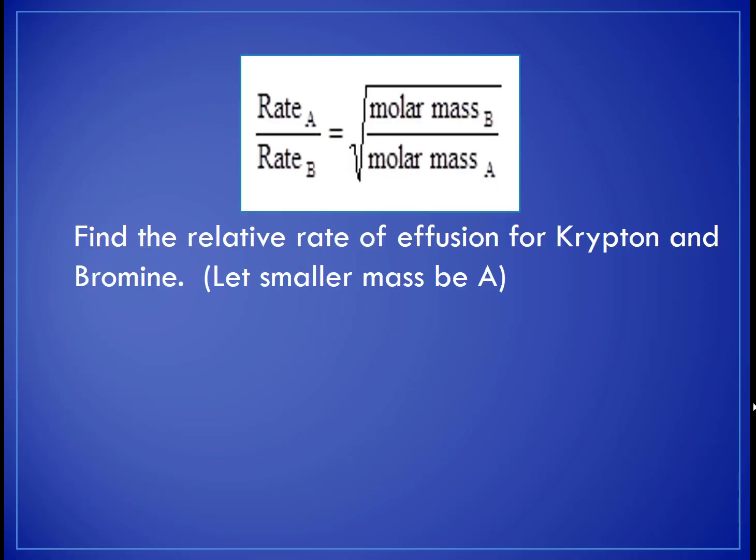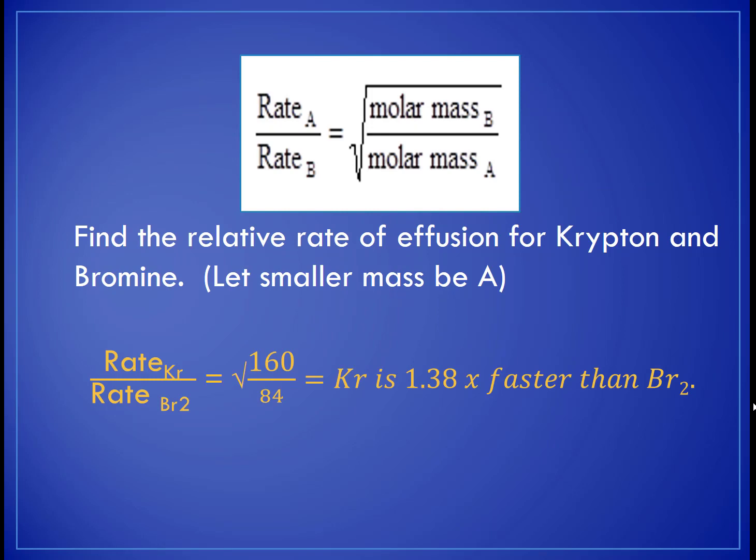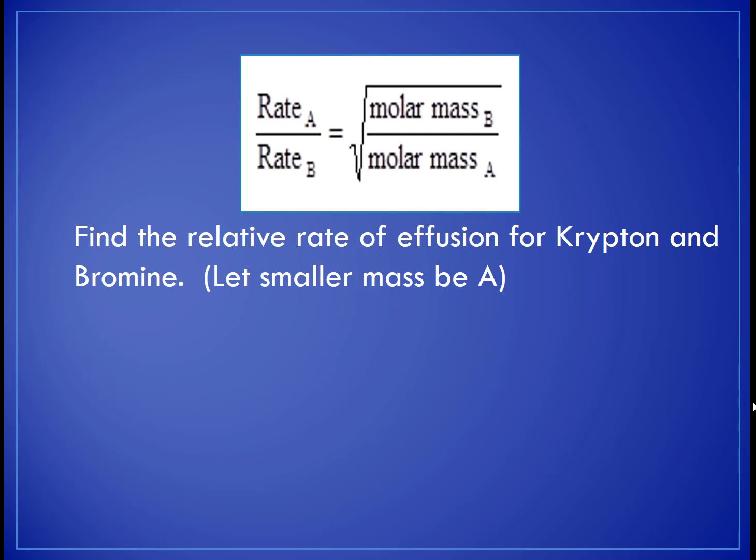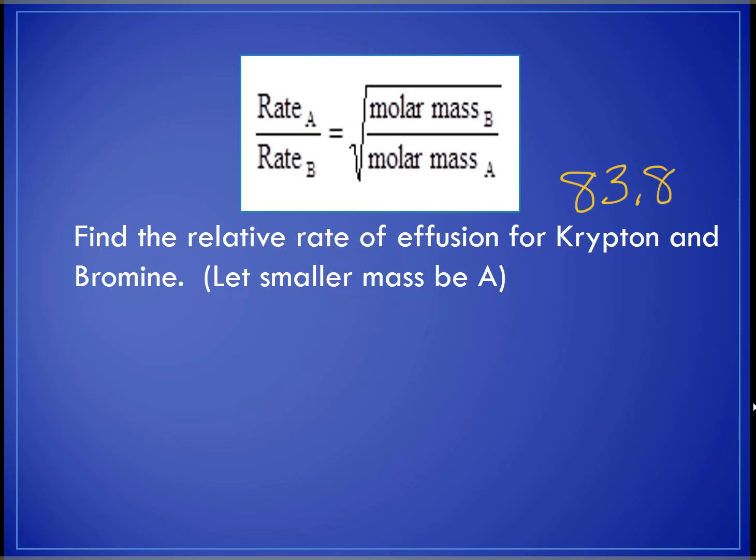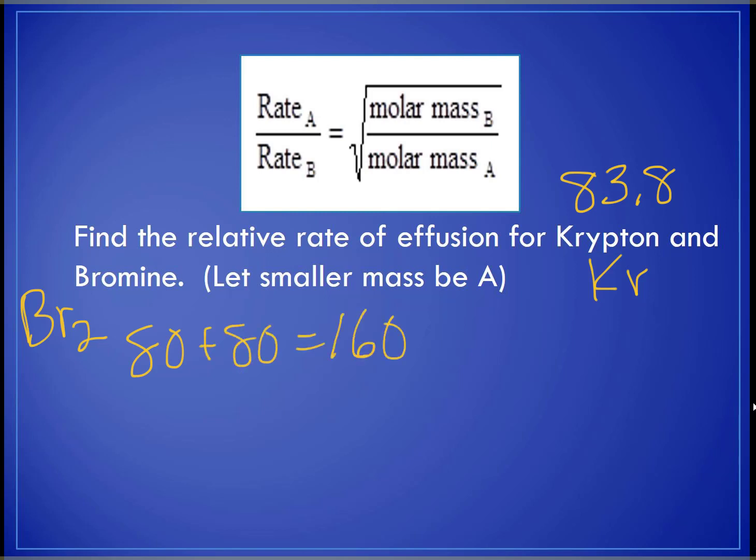So let's do a Graham's law problem here. It says find the relative rate of effusion for krypton. Looking at the periodic table, I find that the mass of krypton, Kr, is 83.8. And then bromine. Bromine is Br2. Looking at the molar mass of bromine, it is 80. So 80 plus 80, the molar mass of bromine is 160.